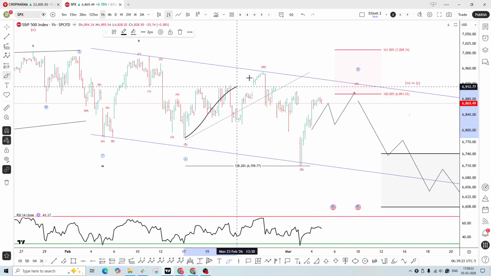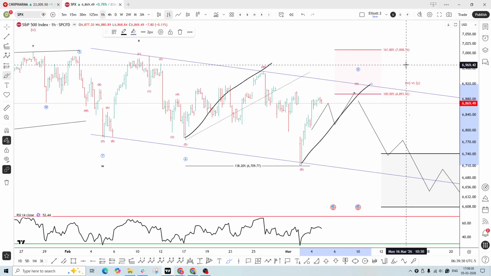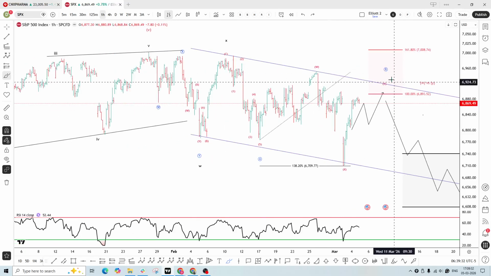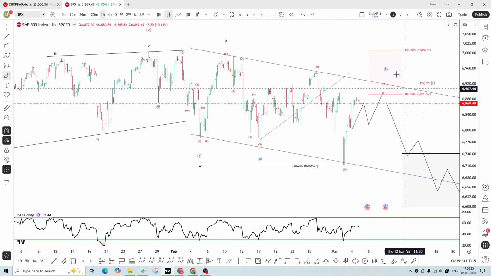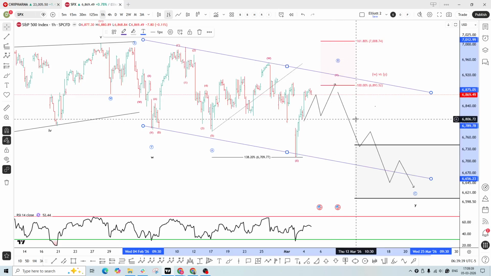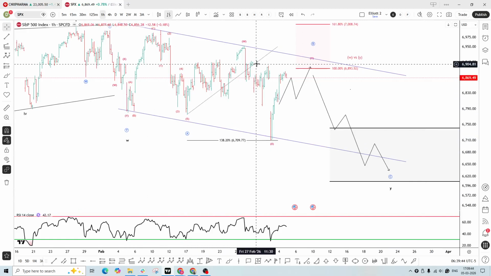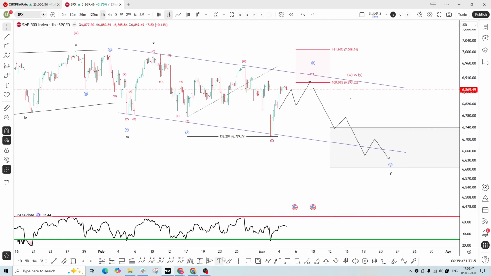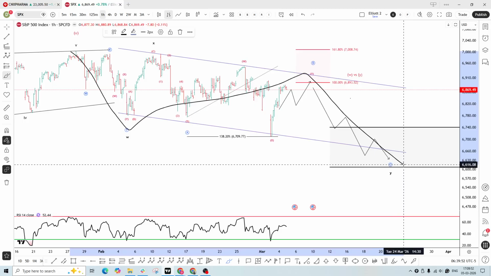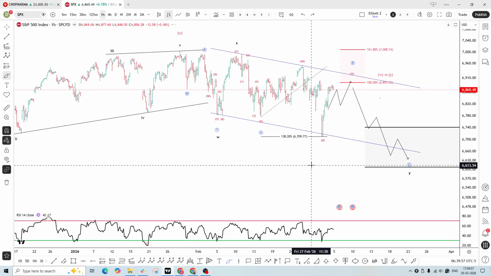So if I calculate from this zone to this zone, the 100% would be around 6,893, and 161% would be around 7,000. So we might face resistance over here at these levels, followed by this channel as well. Post that we are going for this blue wave C, which would complete our bigger black color WXY structure. This structure is going to complete a zigzag only, but the internal would be complex, so it would be marked as a WX5.